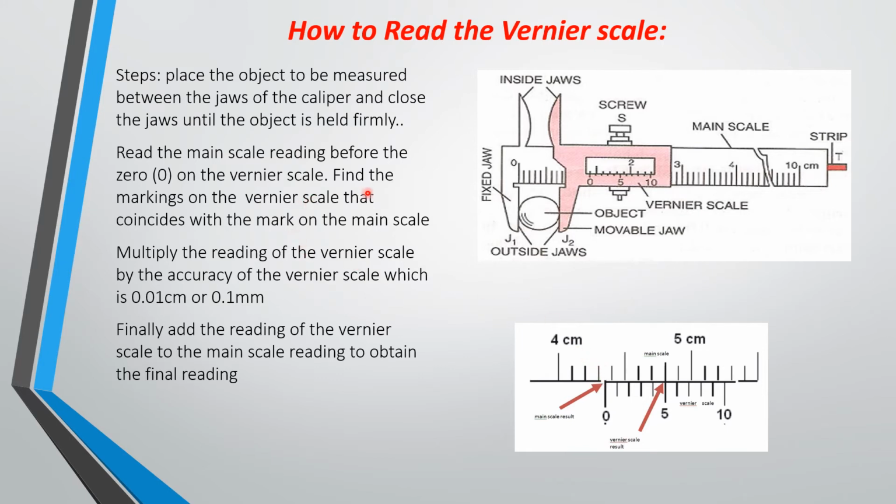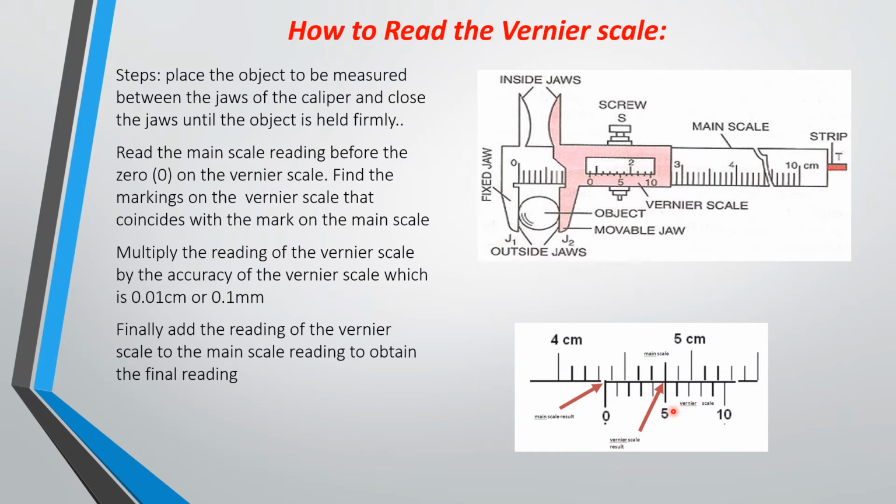After you've taken that, you now go to the Vernier scale. Find the marking on the Vernier scale that coincides with a mark on the main scale. This is your Vernier scale. Now check the markings. You see that at this point, the Vernier scale corresponds with the main scale. So you take this one.